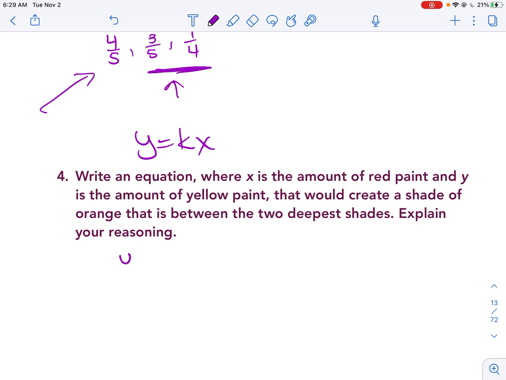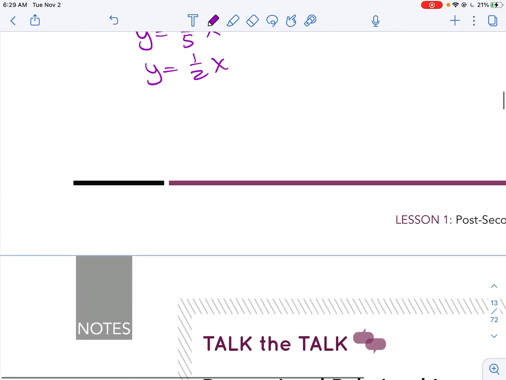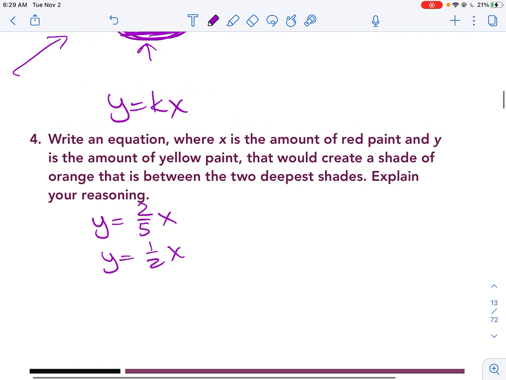Okay? So I could do 2/5 k. I could do 1/2 k or 1/2 x. So you just have to find some fraction that is in between those two. Okay, so that's what we're doing for this.